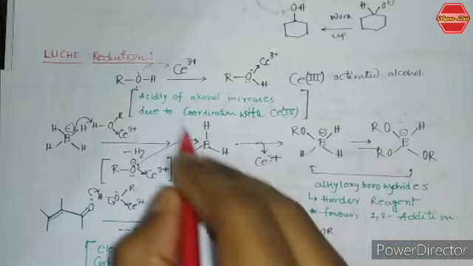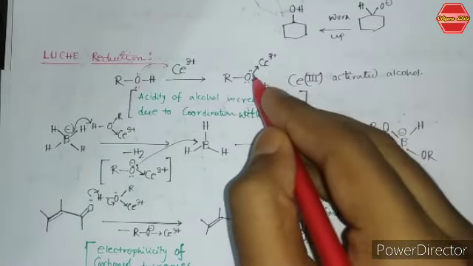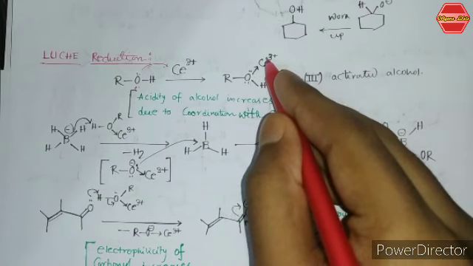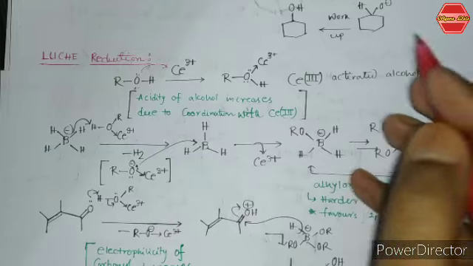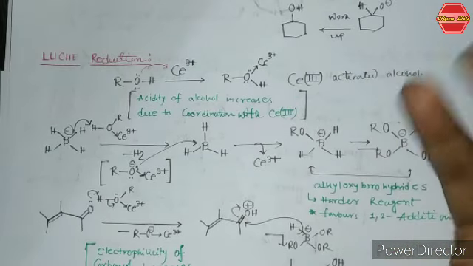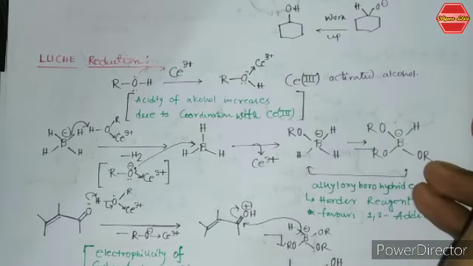I have written the whole part over here, that is, the acidity of alcohol is increased just because this oxygen is coordinately bonded with the cerium trichloride center, and this is activated. This step is just activation of alcohol. So activation of alcohol takes place by using this cerium 3+ ion.